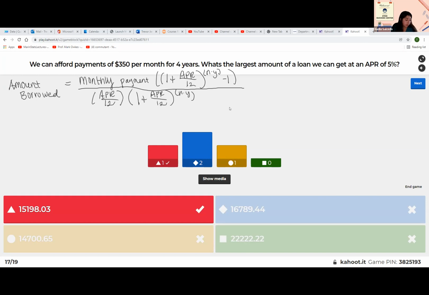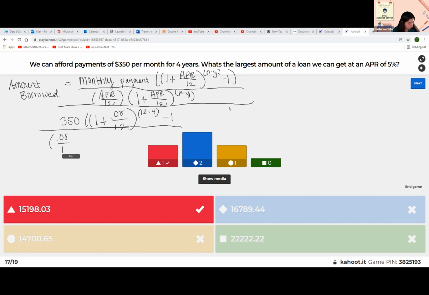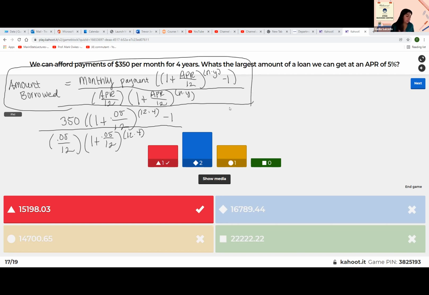So in this case, our monthly payment was $350. We're going to multiply that by 1 plus our APR, 5%, over 12 raised to the n times y. Our n is 12. Our y is 4 because we're doing it for 4 years. Minus 1. And then all of that is going to be divided by our APR over 12, which is 0.05 divided by 12, times 1 plus APR divided by 12, again to the n times y, which is 12 times 4. I'll box it so it's a little bit separate.